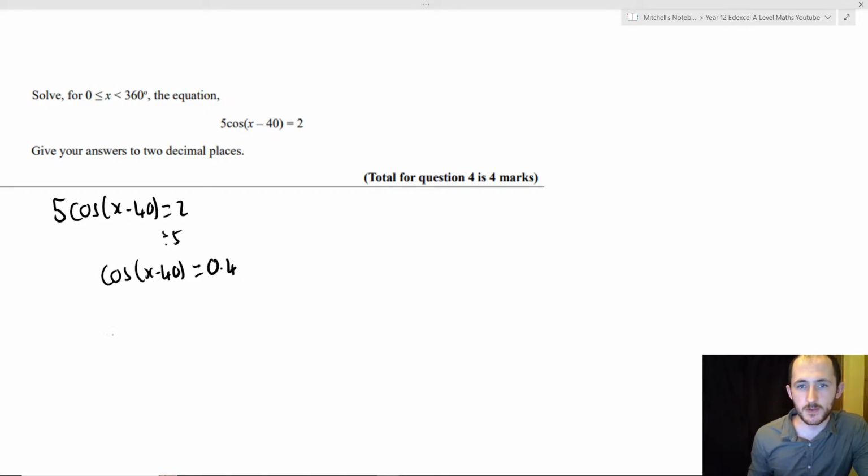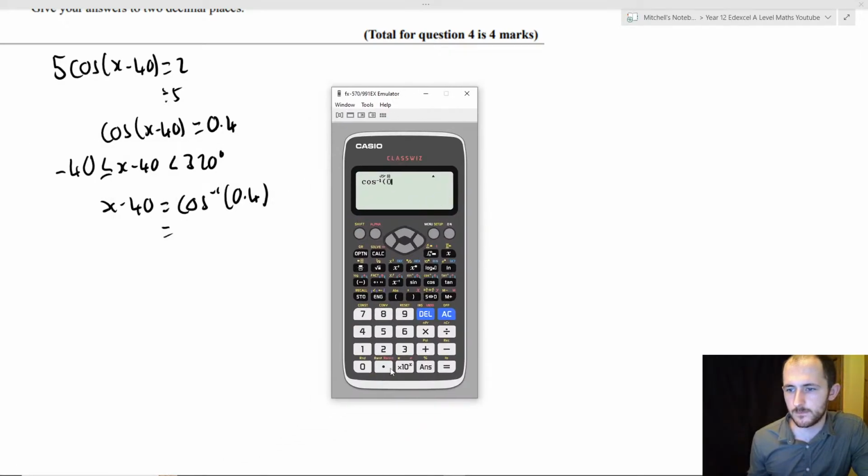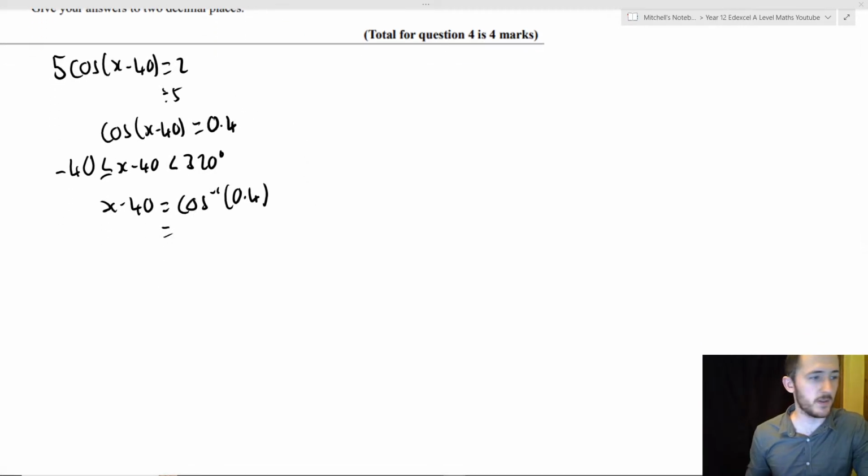So, x minus 40. That makes our boundaries minus 40, x minus 40, and 320. So x minus 40 would equal the inverse cos of 0.4, which is 66.4, because again, actually no, it's 2 decimal places, my bad. 66.42 then.